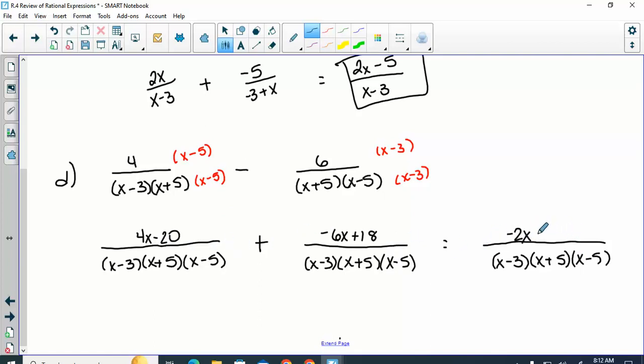Negative 20 plus 18 is negative 2. If you wanted to factor a negative 2 out of the top, that's fine, and have negative 2 parentheses x plus 1. Just another way of writing the same answer.